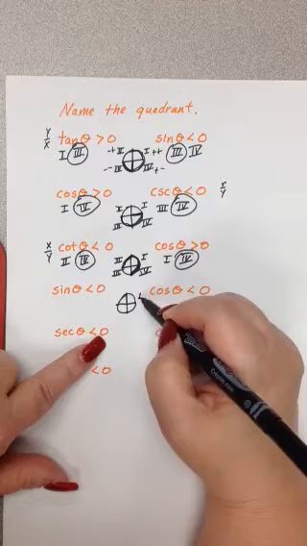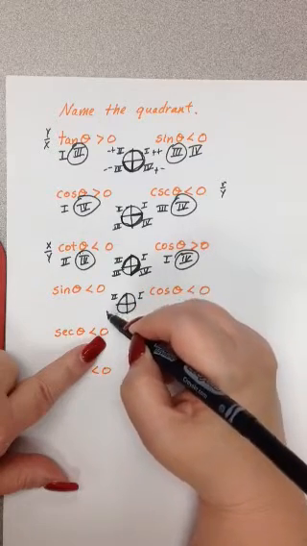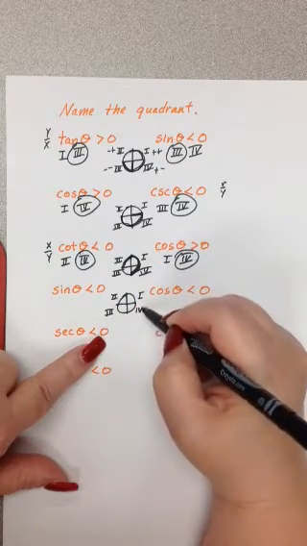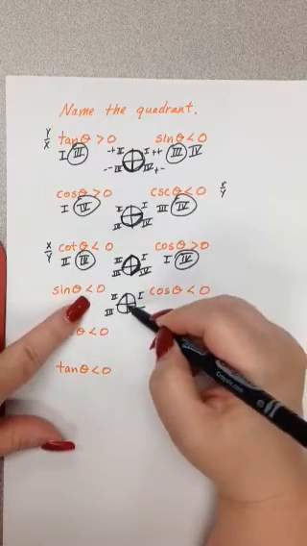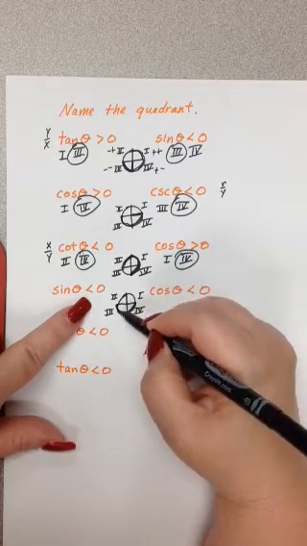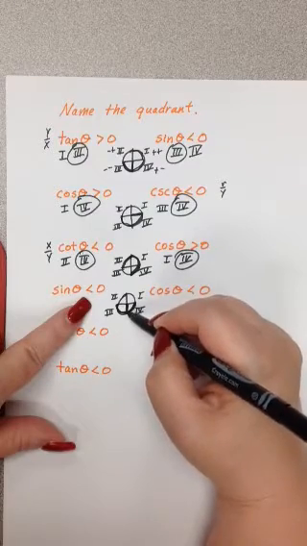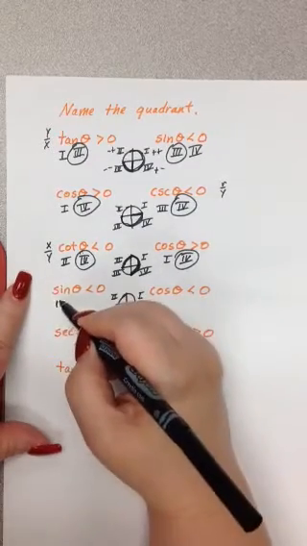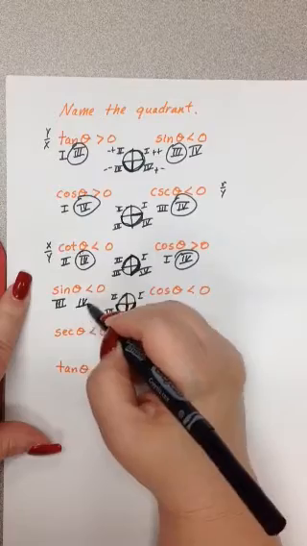Next, it says, where is sine negative? Less than 0. So sine is y, and y's are negative in the bottom hemisphere. So that's quadrants 3 and 4.